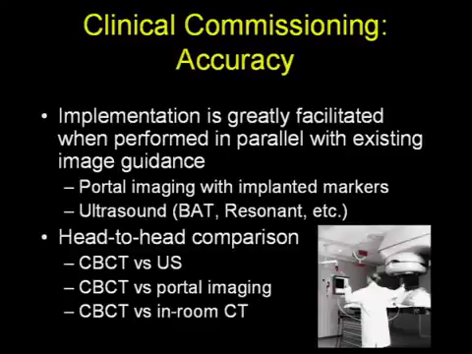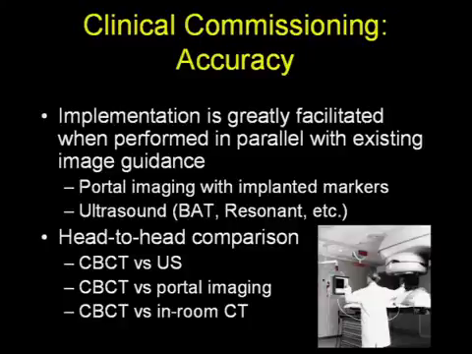When people or new users are testing or commissioning IGRT systems for accuracy, it is usually very useful to compare the accuracy obtained with the new system with an existing process, be it portal imaging, ultrasound, and so on. And there are papers out there that provide A to B comparison of what is the accuracy that can be achieved with the new IGRT technologies compared with an older one. So there are papers out there that compare, for instance, cone beam CT versus ultrasound, cone beam versus portal imaging, and cone beam versus in-room CT.